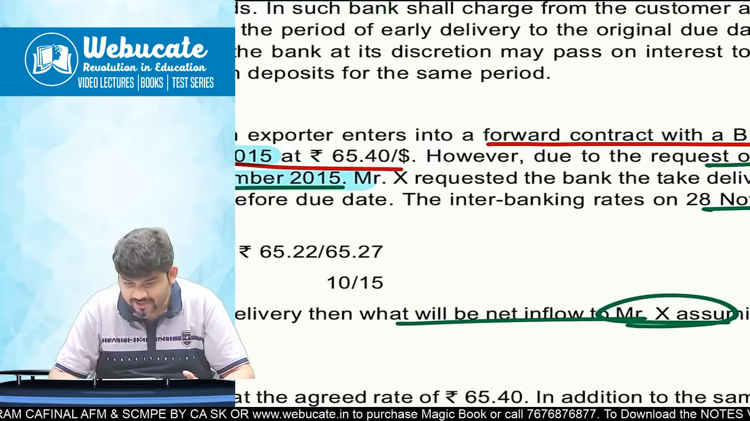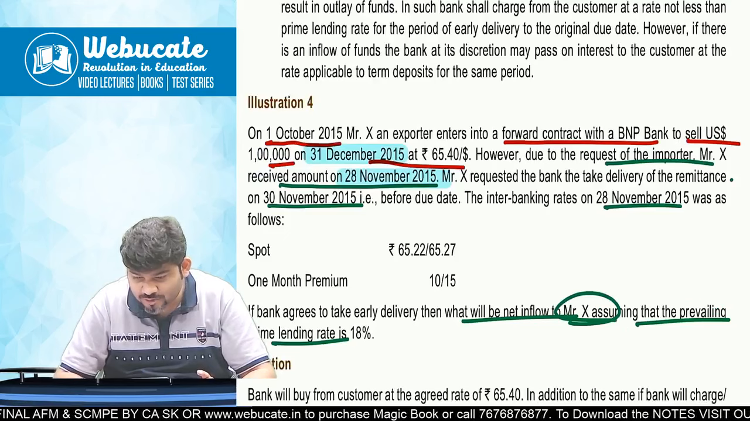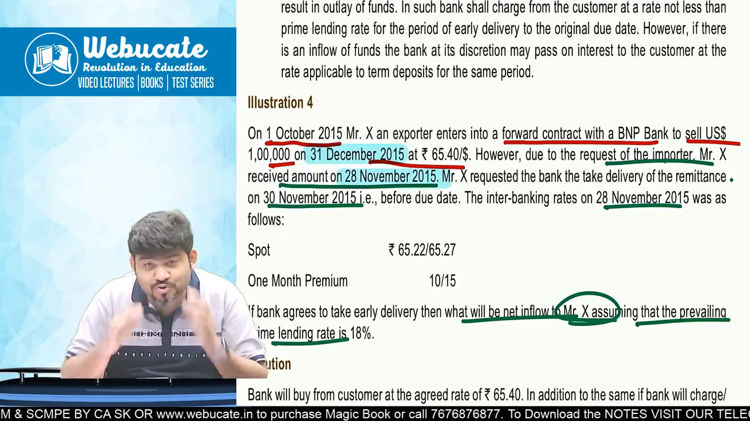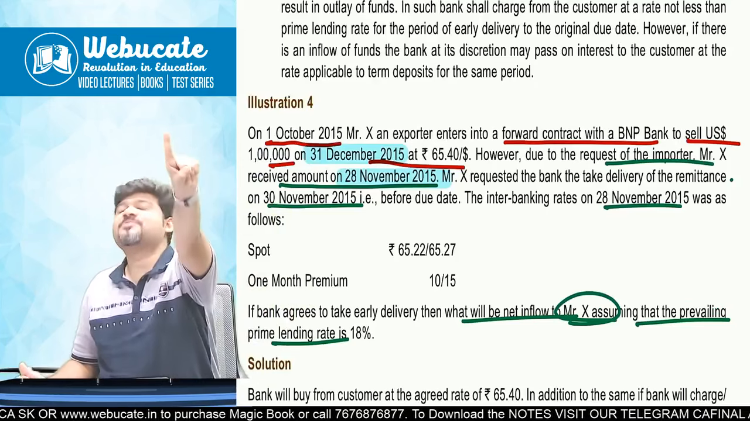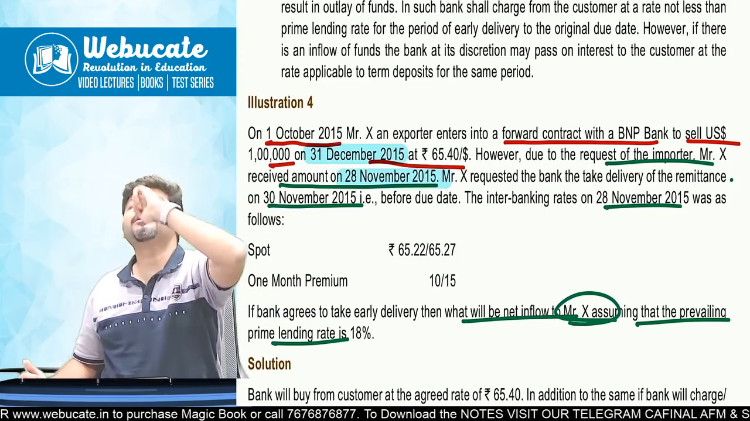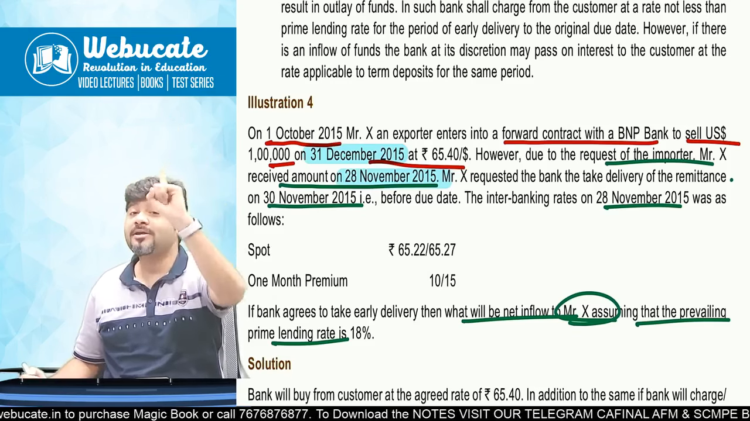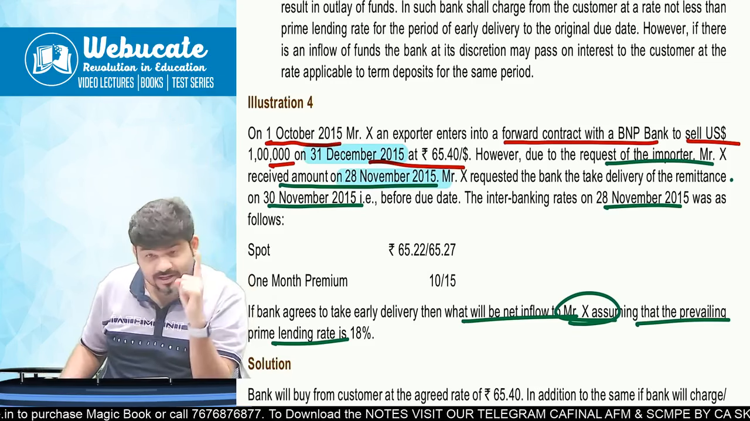Okay, so everybody has read the question. Now we will try to solve it. But before solving, we should know what is happening in life. Let's start. On 1st October, let's make a timeline. The timeline is going to be ultra crucial. Please pay high attention to it. It is not a normal timeline.